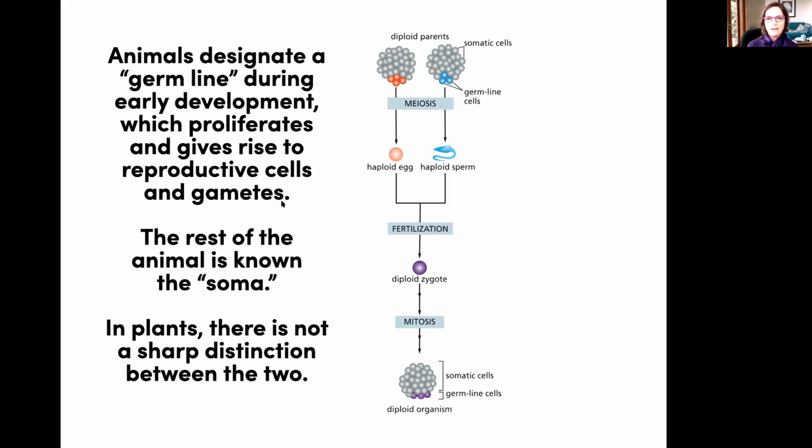And similarly, when a new human embryo arises very early in development, there are cells that are set apart to become the germline. And the rest of the animal is collectively known just as the soma. That's fairly unique to animals. Plants, as you know, if you've ever done any gardening, don't have a sharp distinction between germline and soma. That's why you can take a cutting from a plant and plant it, and it will produce eventually flowers or other reproductive structures.